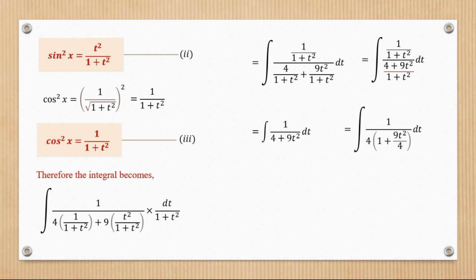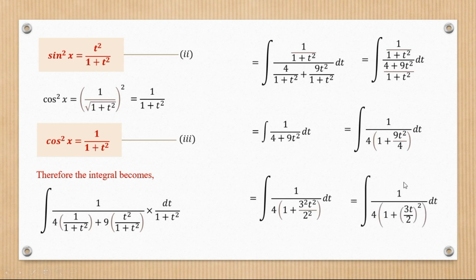So now this can be solved using trigonometric substitution, but for now let's first factorize out the 4. When you factorize out the 4, we'll have 1 plus 9t squared over 4. But you can see that 9 is the same as 3 squared, and 4 is the same as 2 squared. So we can combine those and we'll have the integral of 1 over 4 into 1 plus the bracket 3t over 2, then square that bracket.